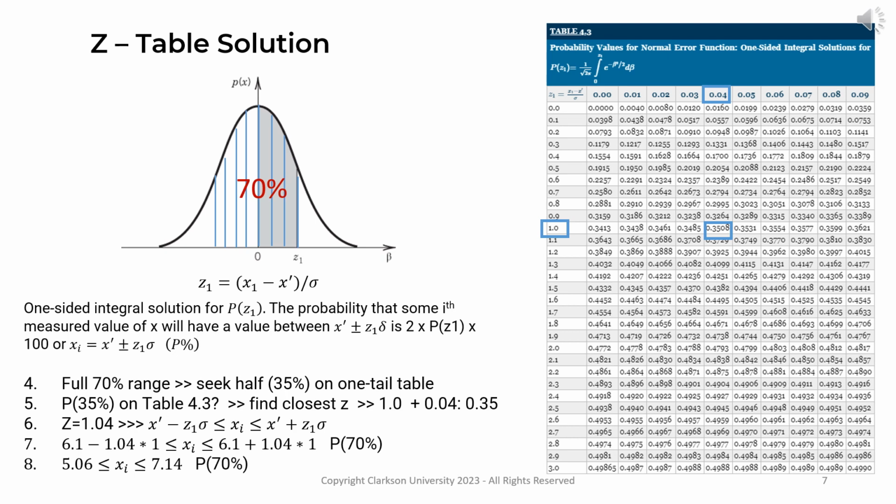So from that, we need our mean and standard deviation to define the range. Our range is the mean minus z times the standard deviation, 6.1 minus 1.04 times 1, which is 5.06, to the mean plus 1.04 times 1, the mean plus the z times the standard deviation. So ultimately, for 70% of our data, we find that the range is 5.06 to 7.14 inches, which is the value that our product packaging supplier requested.